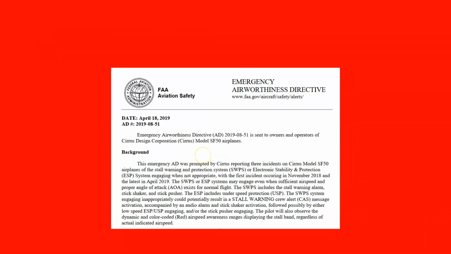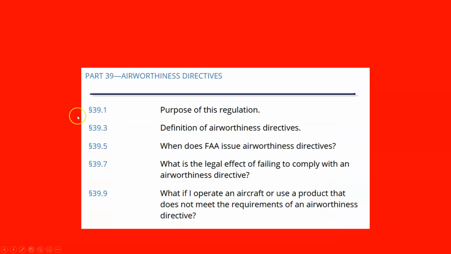So the FAA website, we can look up AD notes, and this is the website for looking up AD notes. Here is an airworthiness directive. This happens to be the top priority of all airworthiness directives. This is an emergency airworthiness directive. Only a few of them are emergency airworthiness directives, but this one could be life and death. This is for the SF-50 jet, and there was an emergency prompted by Cirrus reporting 3 incidents on the model SF-50 stall warning and protection system. So this one's a big deal. This is what an emergency AD looks like.